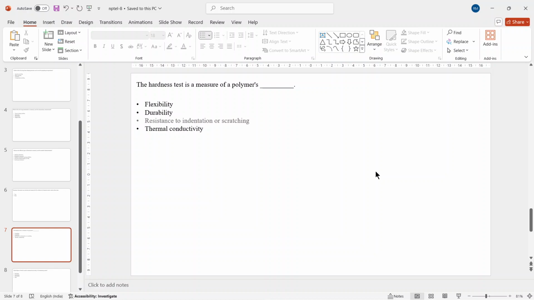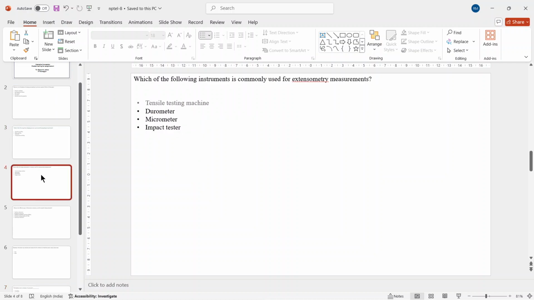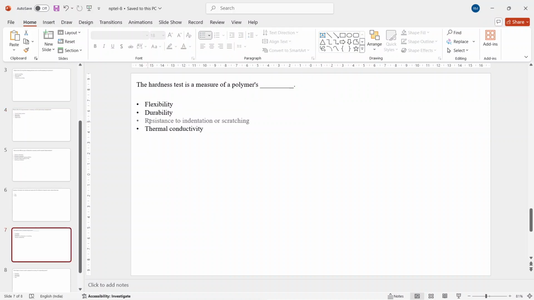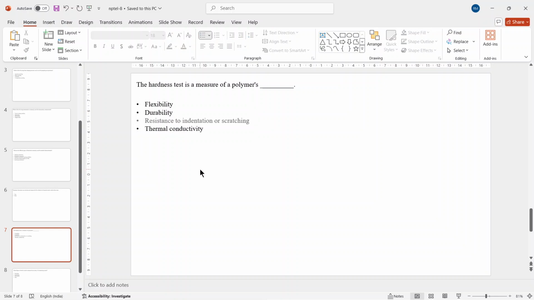So the durometer, which we talked about in this question right here, the durometer. Durometer is basically used for measuring the hardness. So the resistance to indentation is what is measured by the durometer. The durometer is a meter where there is a small needle. You try to press it into the polymer, and the polymer definitely resists the pressing of the needle. That resistance is what is termed as the hardness of the polymer material.